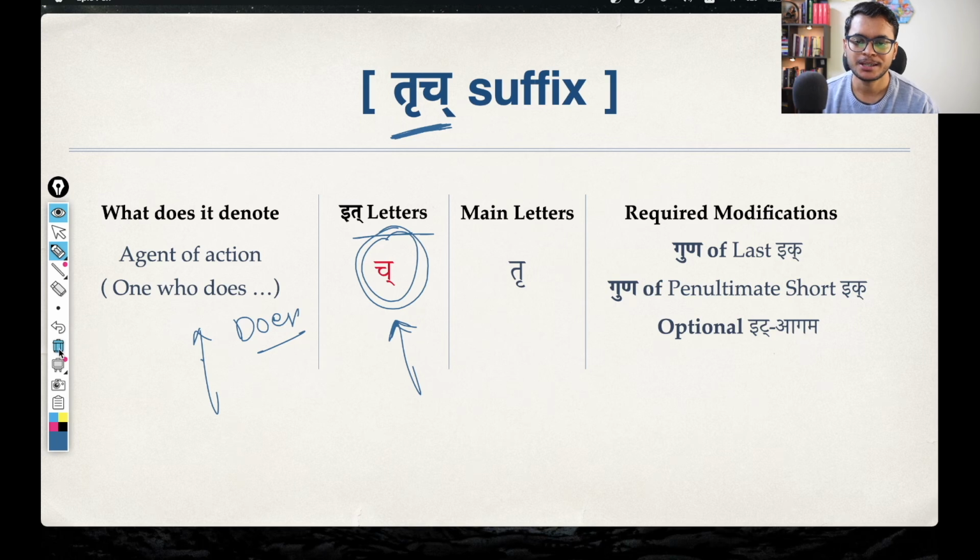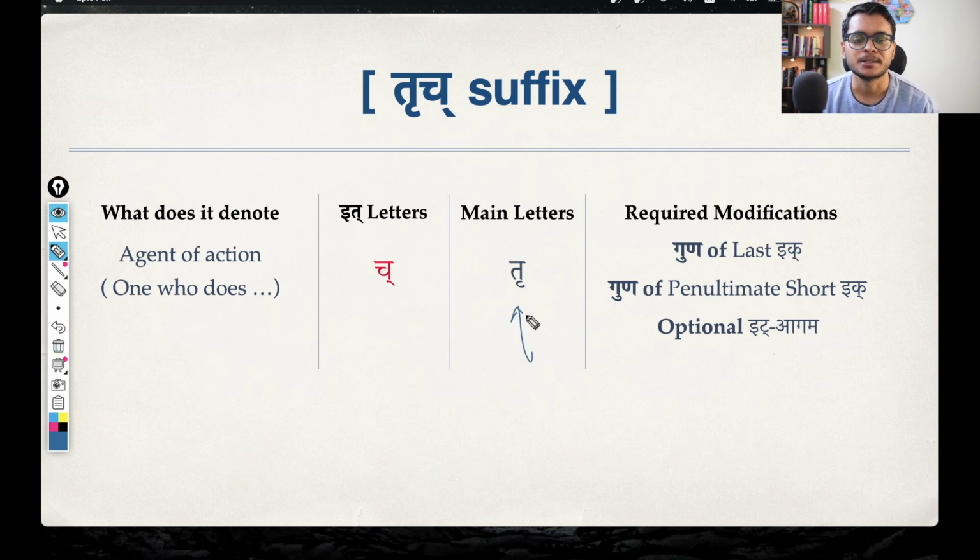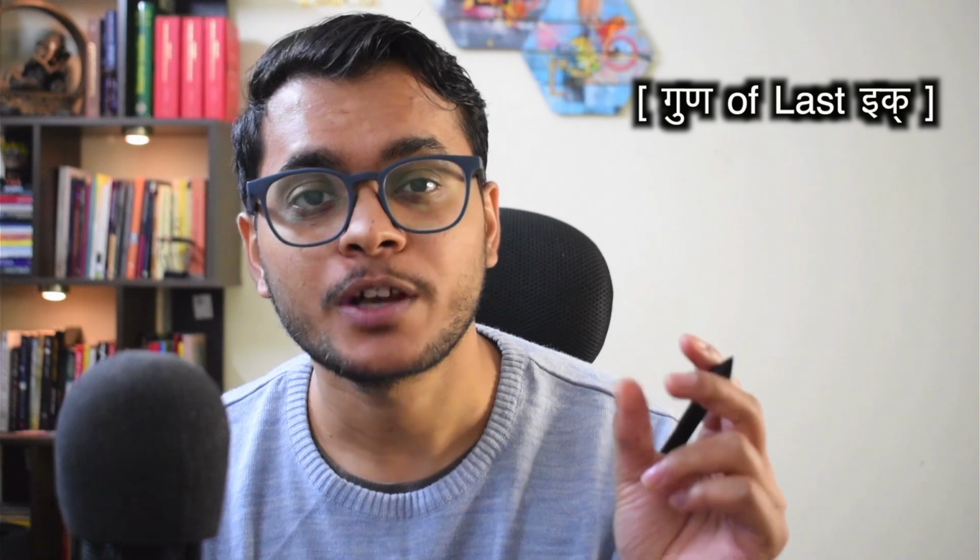So cha is the it letter and the main letter is this tra. Okay. So this tra is what actually attaches, right? And now the last column, required modifications. So what I'm writing is guna of last ik and guna of penultimate short ik. Okay, so now let us analyze this statement, guna of last ik.